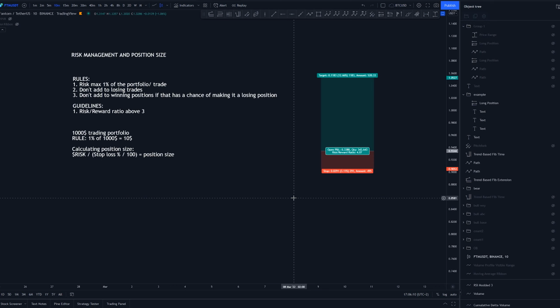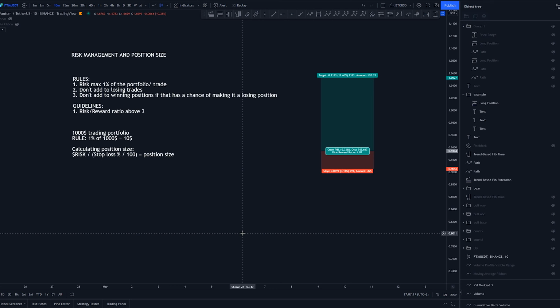Now, number 2 is don't add to losing trades. That is something that burned me a couple times before I learned it, and that is definitely something that I'm abiding by now. Number 3 is don't add to winning positions if that has a chance of making it a losing position. Now, as a guideline, risk to reward ratio is about 3, and that's basically it.